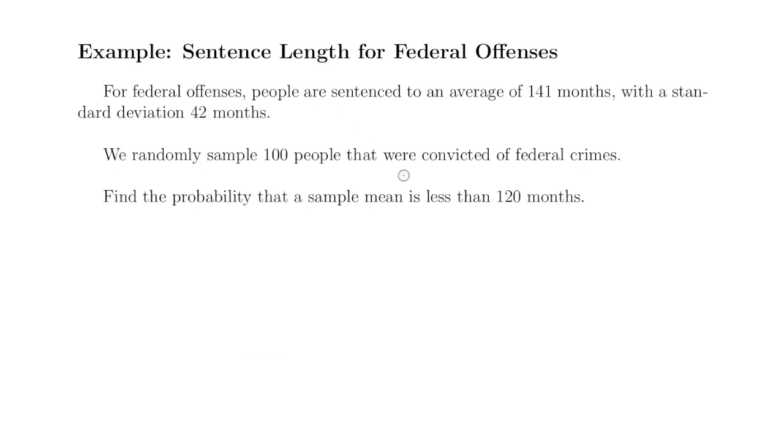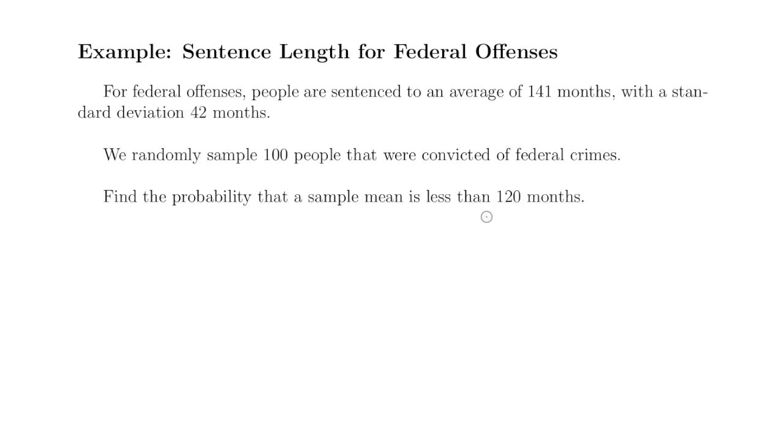Find the probability that a sample mean is less than 120 months. We're going to randomly sample 100 people. We expect that the sample mean is right around 141. But what's the probability that it's less than 120 months? Well, this isn't hard. We have a tool for this.